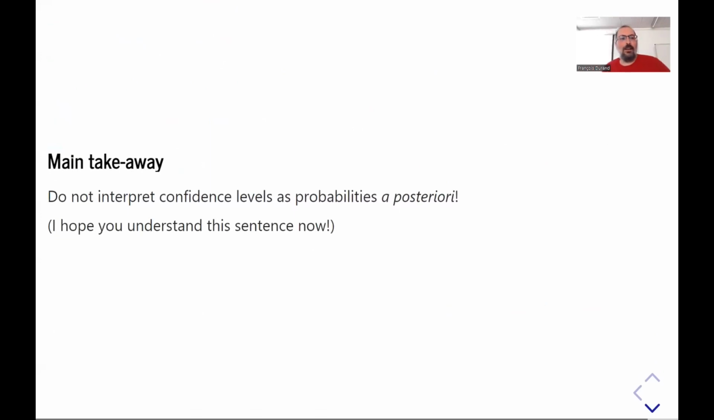Okay, so as I said many times, the main takeaway of this talk is that you should not interpret confidence levels and confidence intervals as probabilities a posteriori. That's not a level of belief that you can put in the end result that you have. It's only a probability on the procedure that you apply, before applying it.